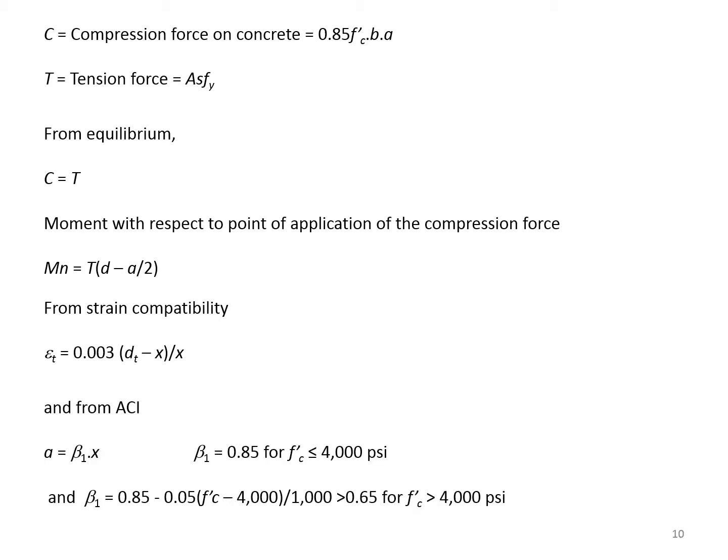And from ACI, a is equal to beta 1 times x. Beta 1 is equal to 0.85 for f'c equal to 4000 psi or lower. For every 1000 psi over 4000 psi, beta 1 is reduced by 0.05. The smallest possible value for beta 1 is 0.65.